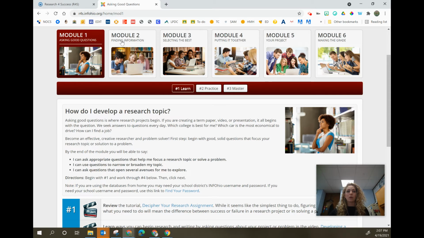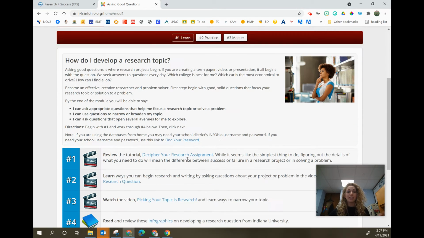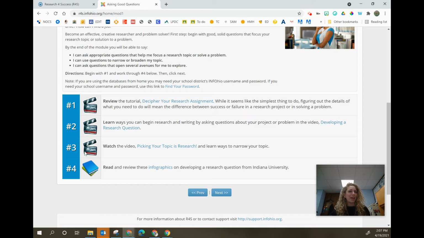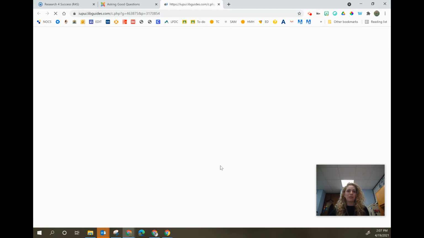effectively. You can go through any of the modules up here and see the flow of the way that Research for Success approaches them, or you can simply borrow specific aspects from Research for Success.